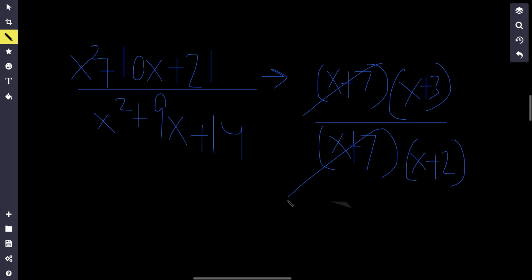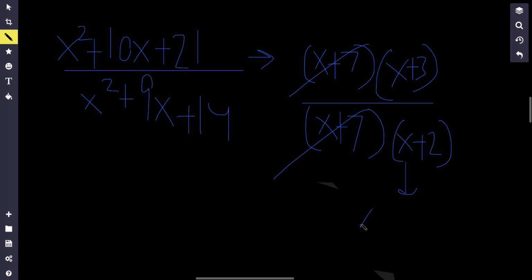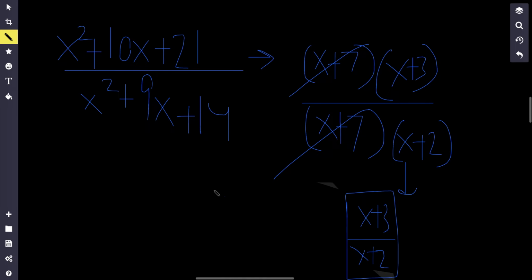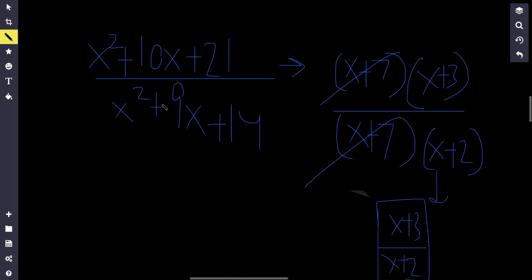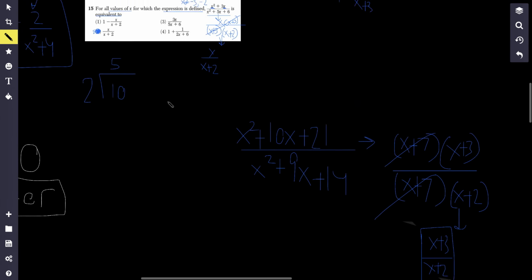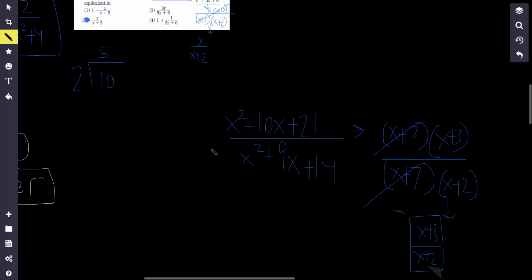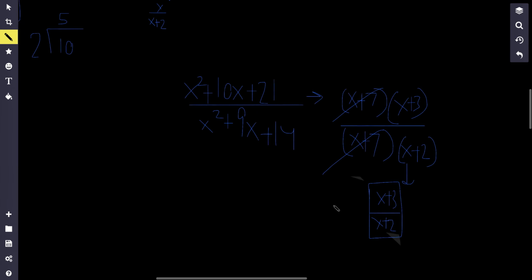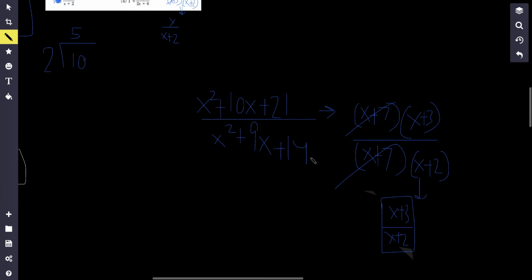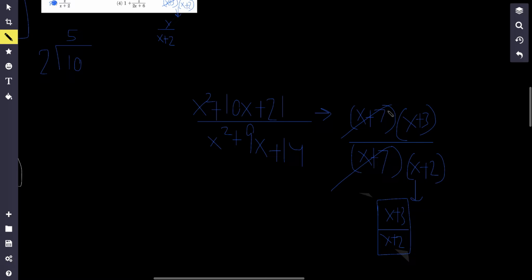Notice how the x plus 7s cancel out. So I just get a simplified version. I just get x plus 3 divided by x plus 2, and that's going to be our answer. That's going to be the simplified version for all defined values of x, basically. So if you know how to factor, some questions like these are very similar, except you might have to do factoring by grouping. But basically, if you know your factoring, then you know how to simplify these expressions. Just find a common term, cancel them out, and you get your answer.